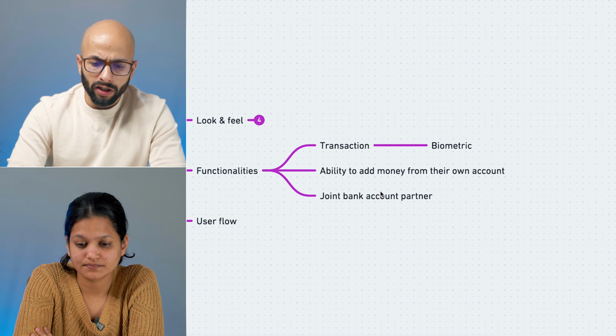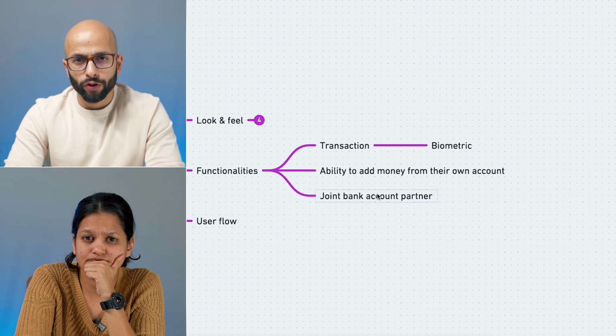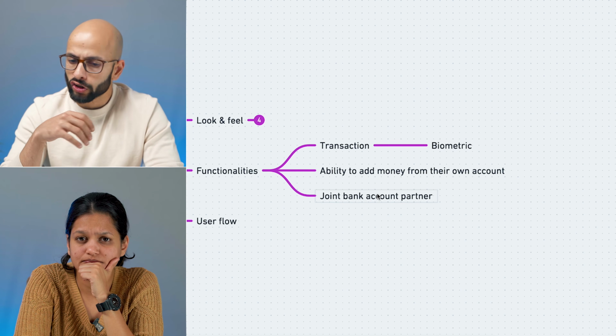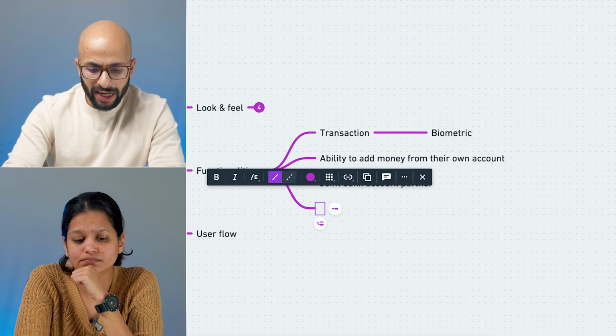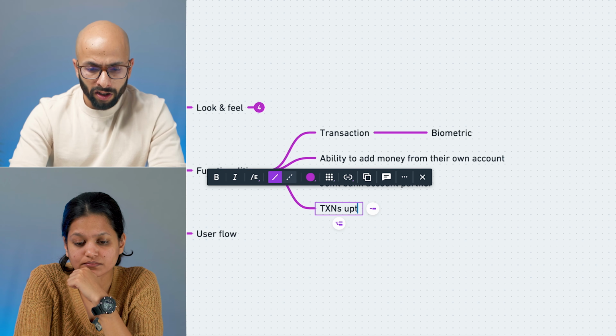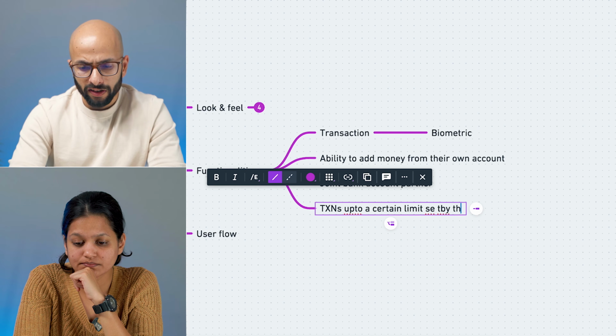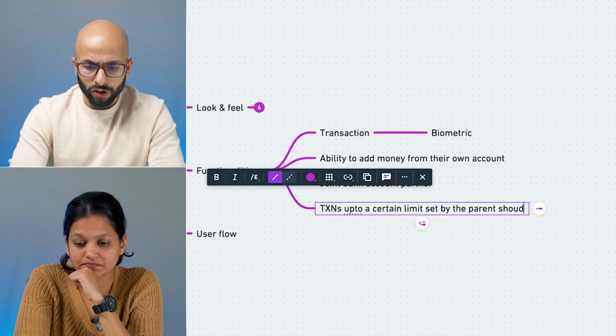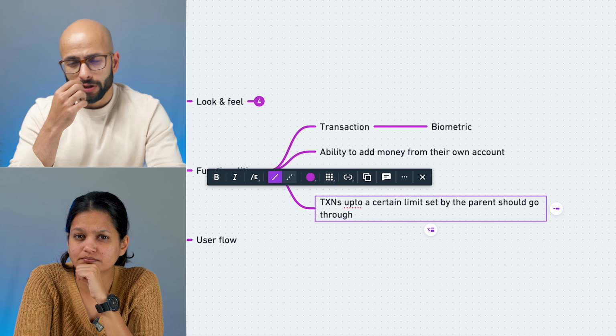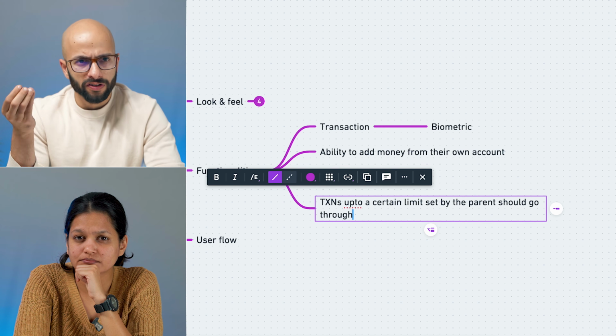I don't want a two-step authorization, meaning an OTP authorization for the parent to come in. It should just be biometric up to a certain limit. So transactions up to a certain limit set by the parent should go through directly. These are going to be pretty small transactions like 10 rupees, 20 rupees, 30 rupees.